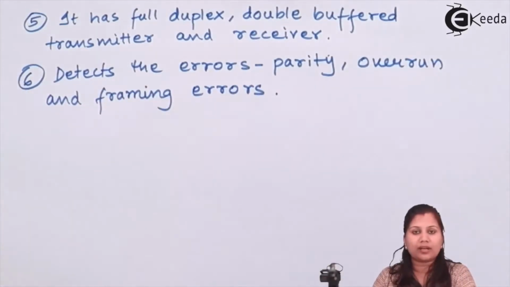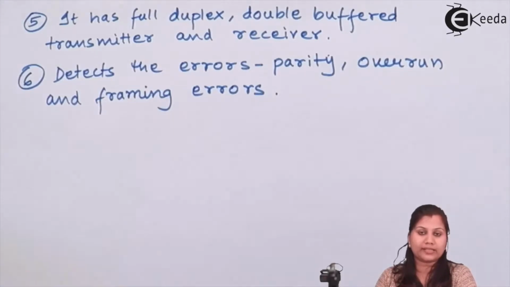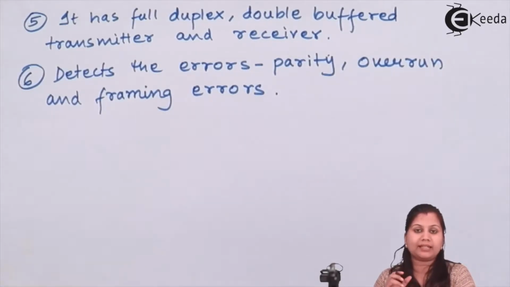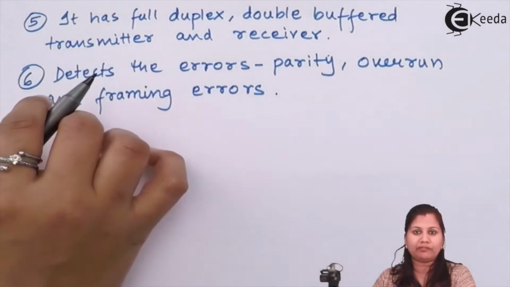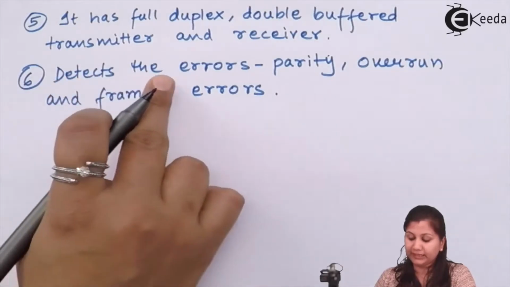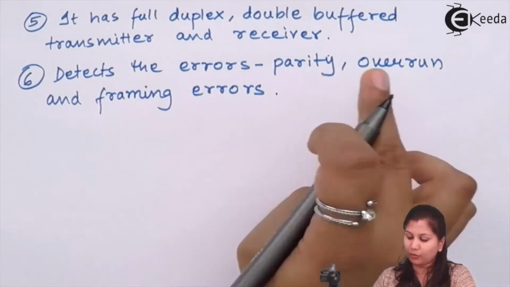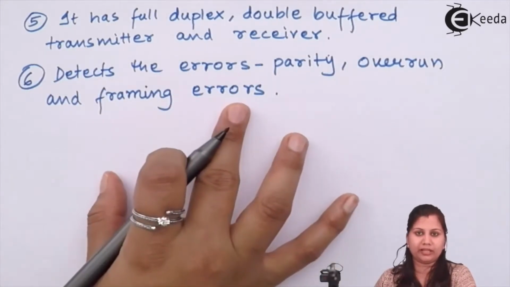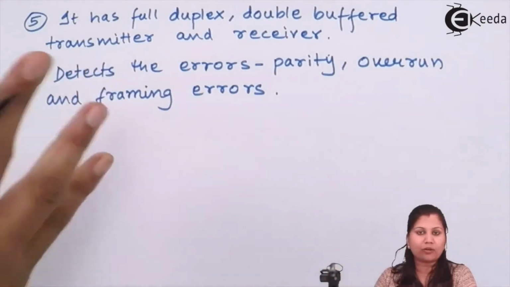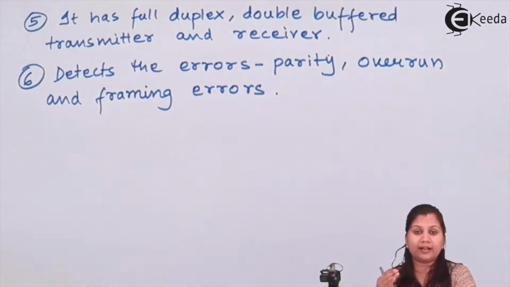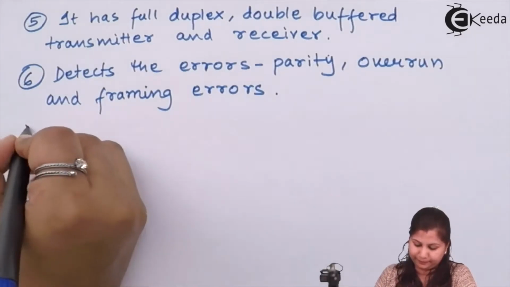Now when data is transmitted or received over long distances, the 8251 should keep in mind that errors should not be produced. So one of the features of 8251 is that it is capable of detecting errors like parity error, overrun and the framing errors. So all these errors can be detected, so the data is transmitted and received at a high accuracy by the 8251 communication interface.